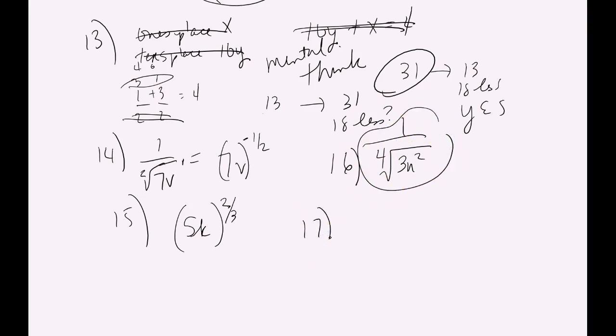And then 17, same thing. It's a 1/2 power, so there's a 2 here and an invisible 1 there, which means you don't even have to write the 2 if you don't want to. I would probably write it just like that.